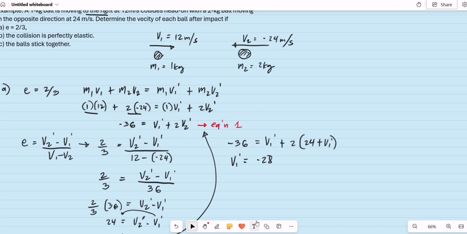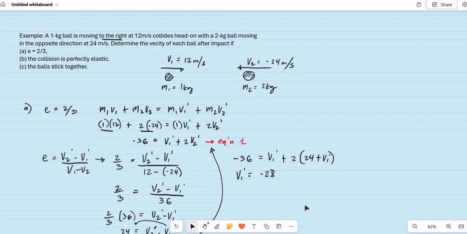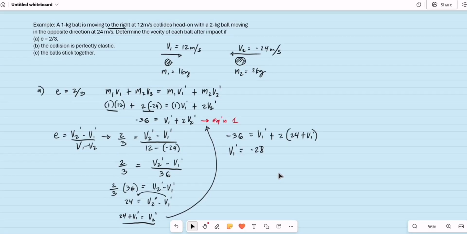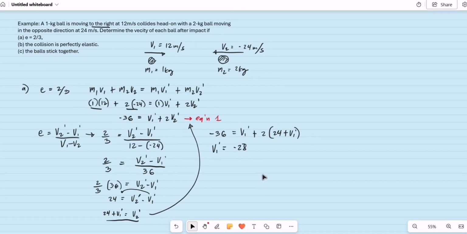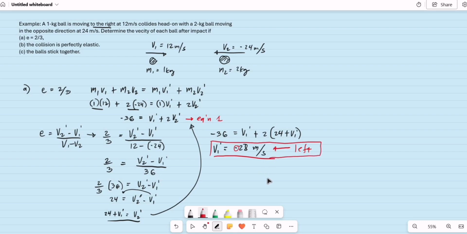Again, what is the unit? Correction, they are in meters per second, not centimeters. So the unit is negative 28 meters per second. Again, what do we mean by the negative sign? It means the first object is moving to the left after collision. So this is the velocity of the first object and its direction of motion.